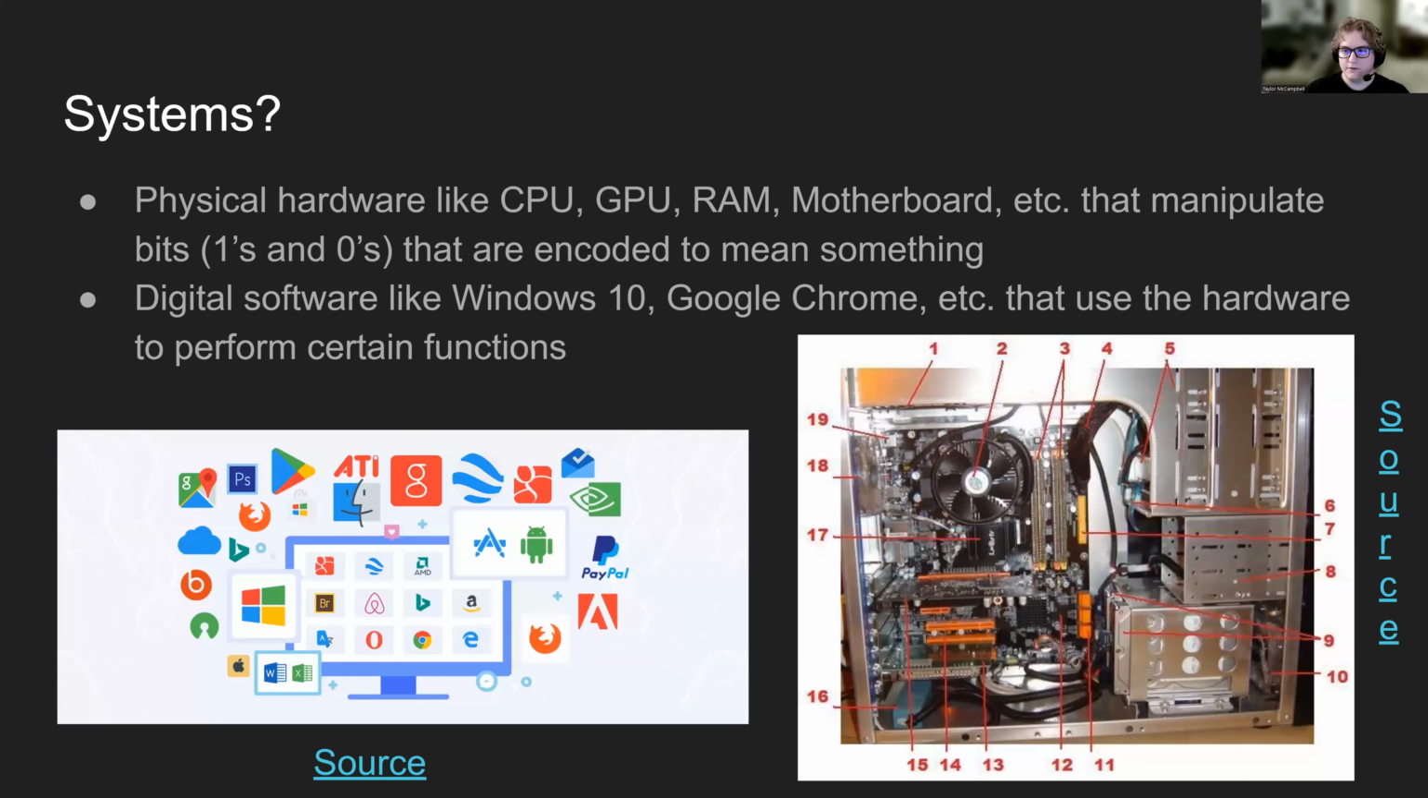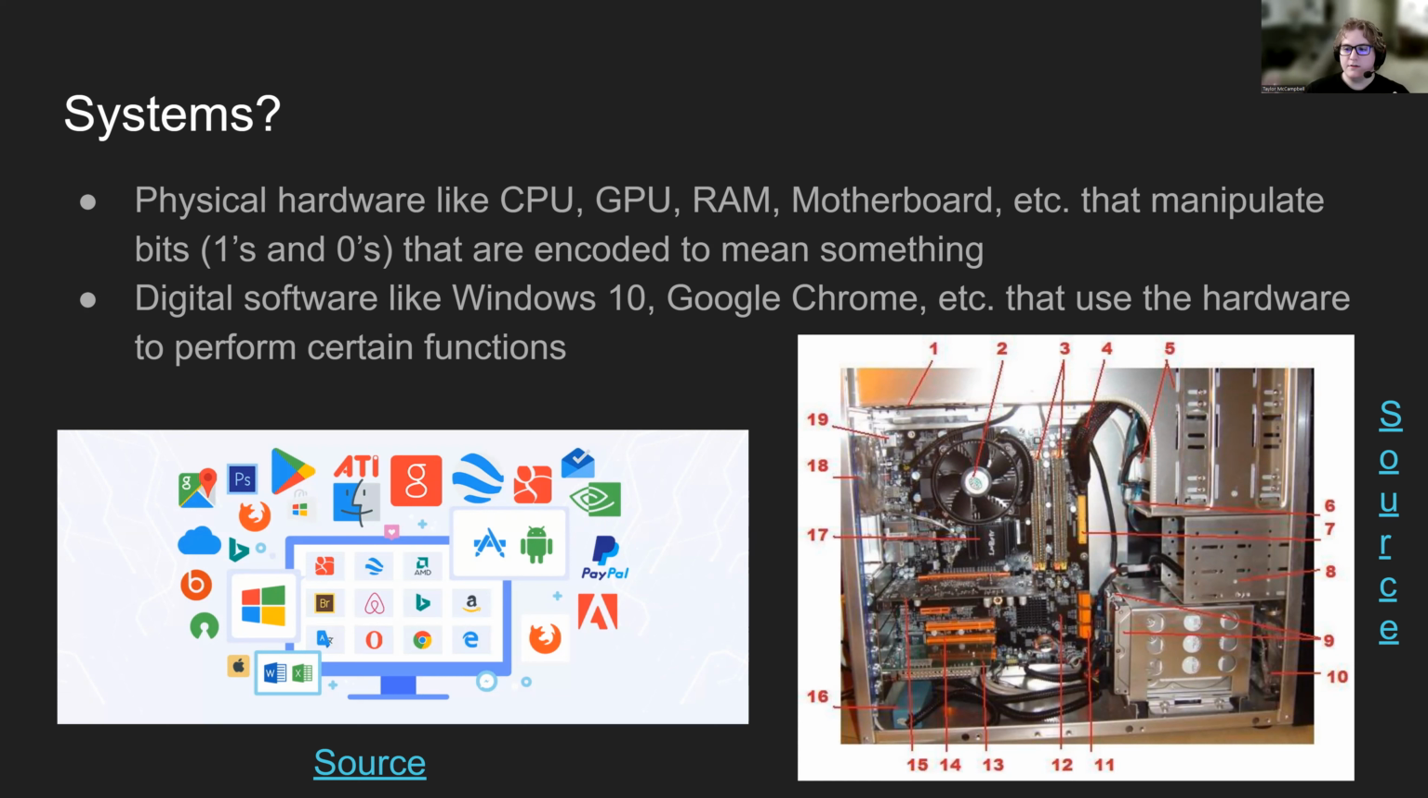So I put this in here as a question: what is a system? Maybe in your head you're thinking of what you would define a system as right now. But just think about it for a second and then we're going to move forward. So systems. There's a physical part of a system and a digital part of a system. The physical part is the hardware, like the CPU, the GPU, RAM, motherboard, etc.